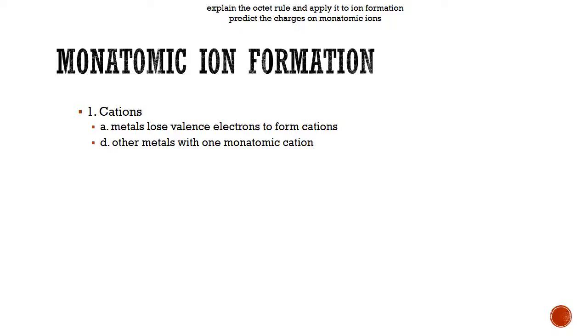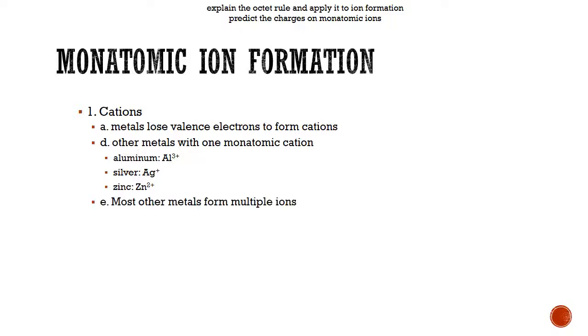There are 3 other metals that only form 1 monatomic cation, and those are as follows. Aluminum is always 3 plus, silver is always 1 plus, and zinc is always 2 plus. Please mark those on your periodic table and put the charges there. All other metals will form more than 1 cation.